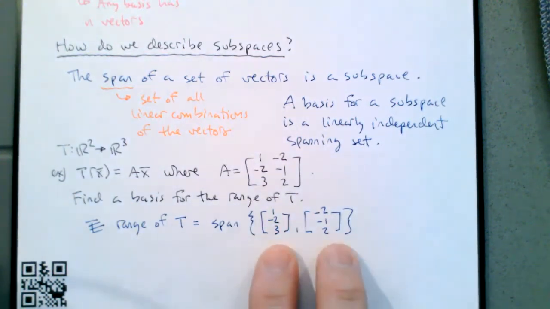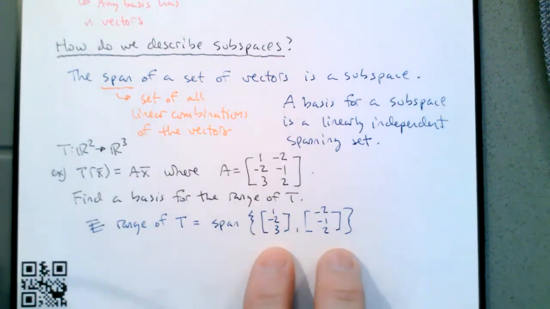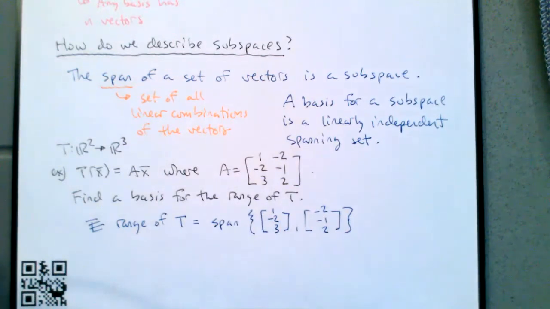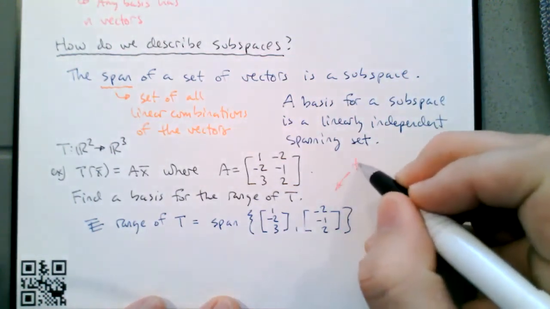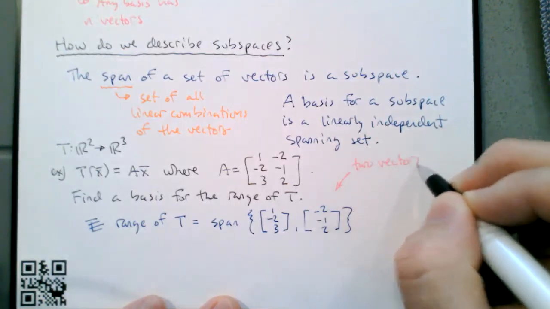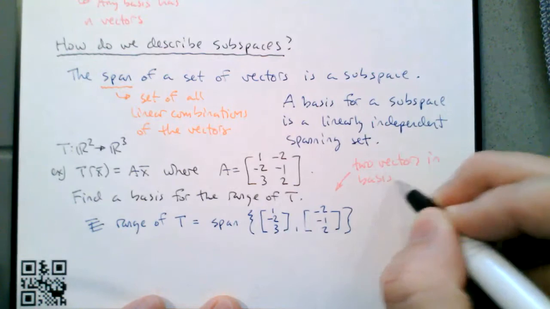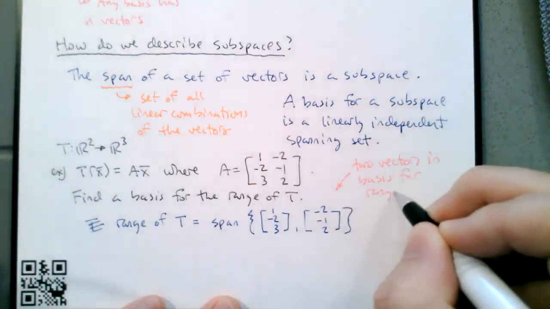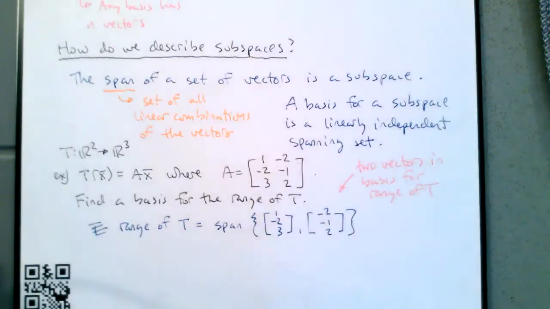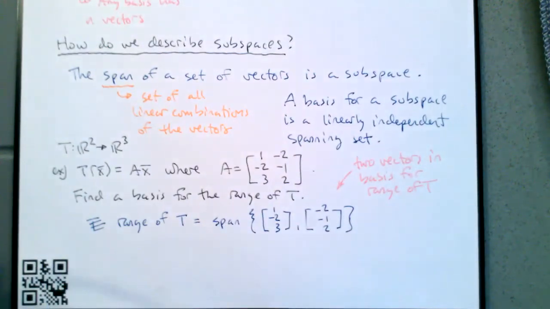Notice that these two vectors are linearly independent, and every vector in the range of T is a combination of these two vectors. So here's a linearly independent spanning set. Notice that there are two vectors in a basis for the range of T, so we could say that the dimension of the range of T is equal to 2.